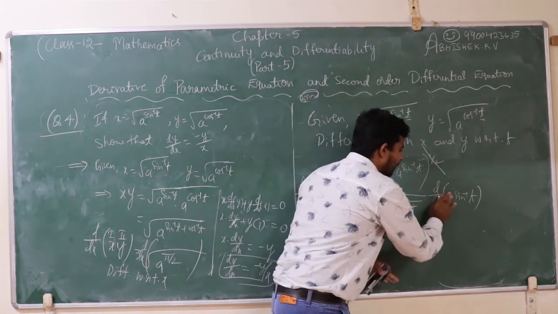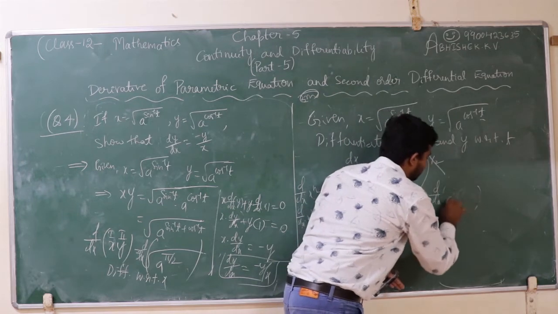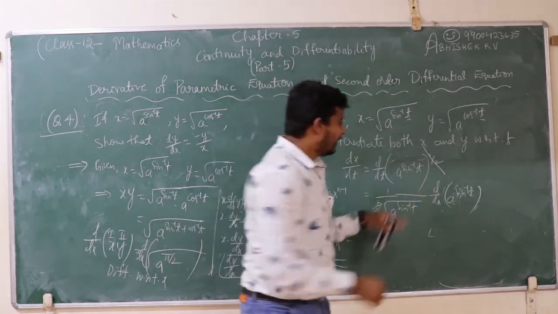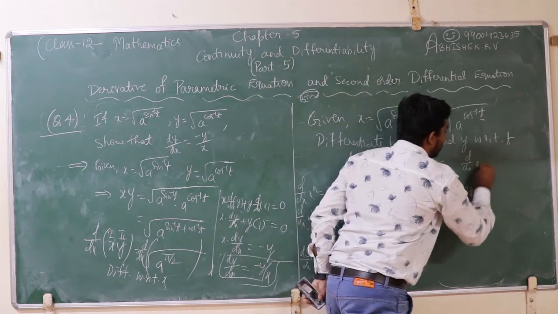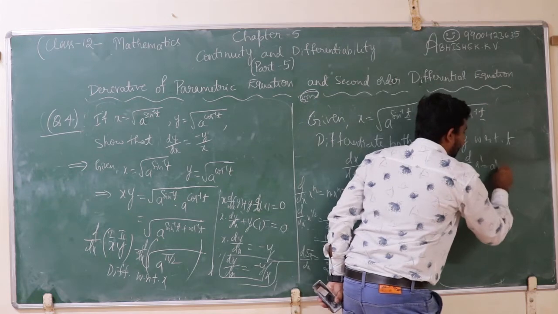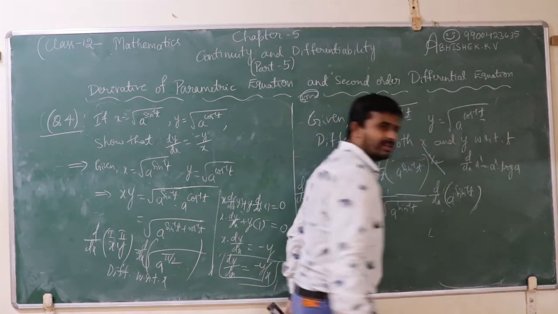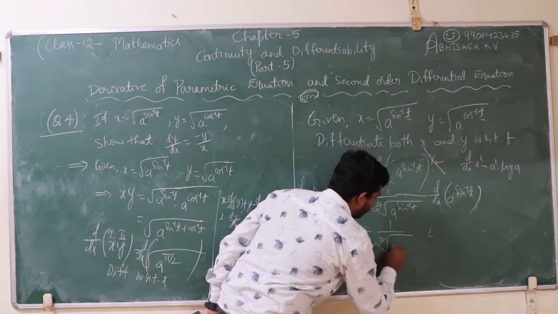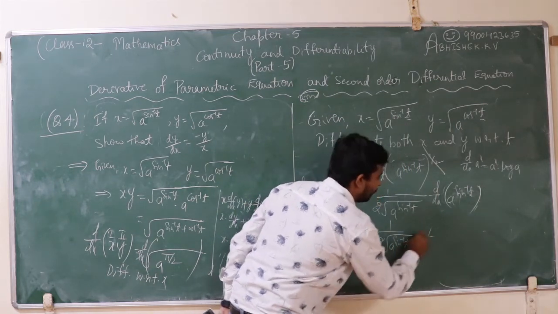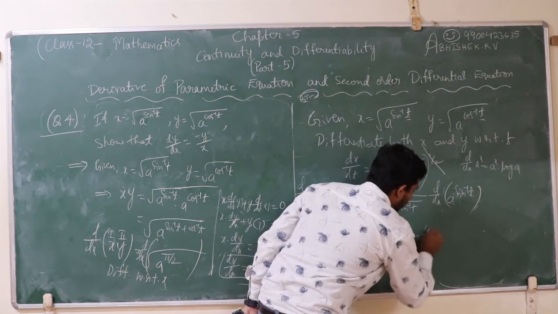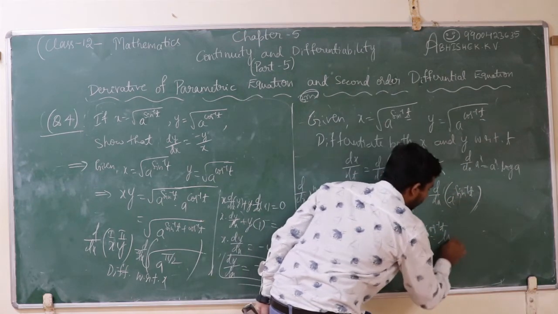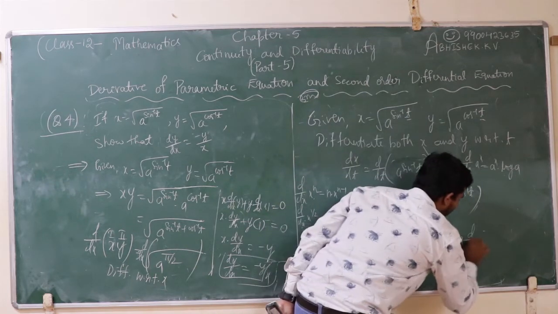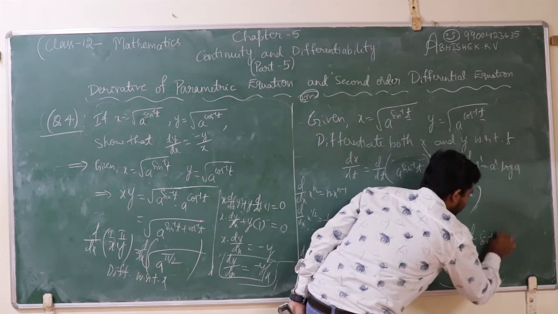See, a is constant, a to the power of sin inverse t. I already told you, derivative of a to the power of x is a to the power of x into log a. Therefore, this is equal to 1 by 2 root a to the power of sin inverse t, d by dx of this is a to the power of sin inverse t into log a. From this, we cut this. Still, we need to derive sin inverse t.